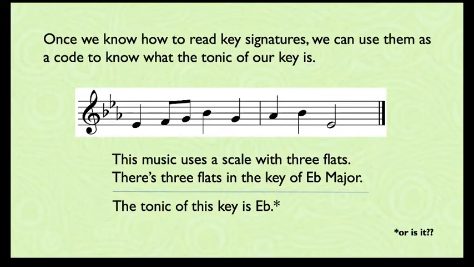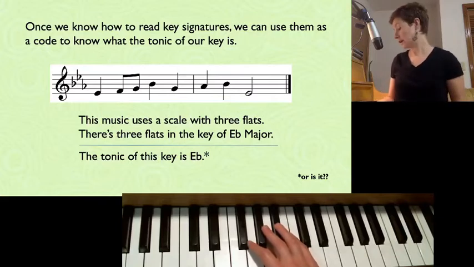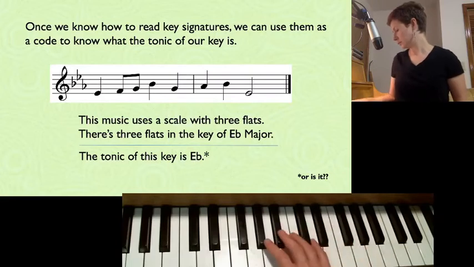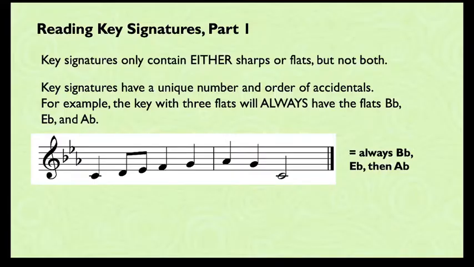Or is it? Remember, there's actually 7 different diatonic modes, so we could have a scale of 3 flats that starts on F, or on G. But when we read key signatures, we usually assume that we're talking about either only major or Ionian or minor or Aeolian mode. Some more things to know about how key signatures work.